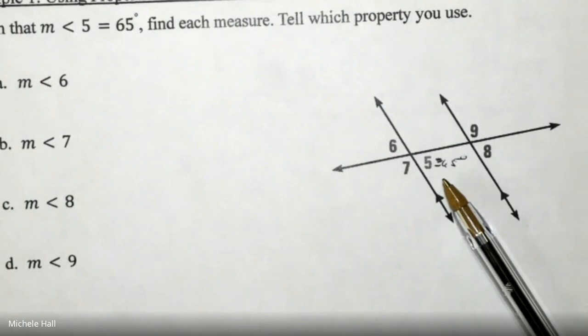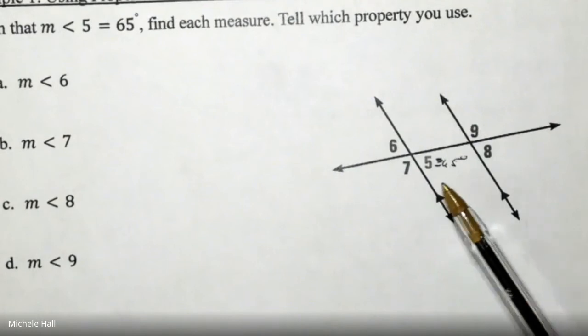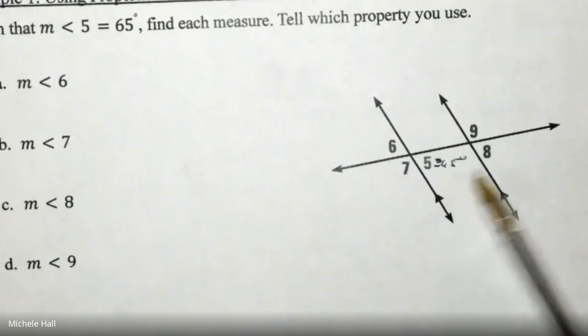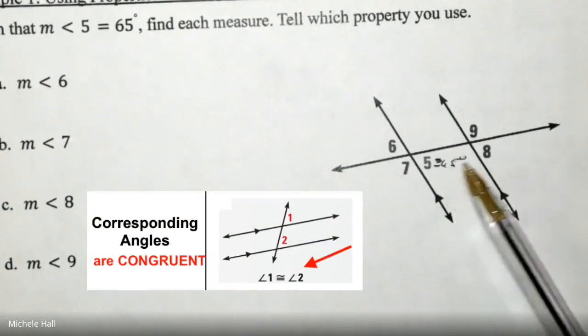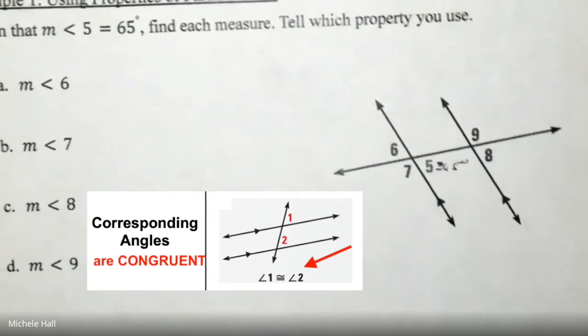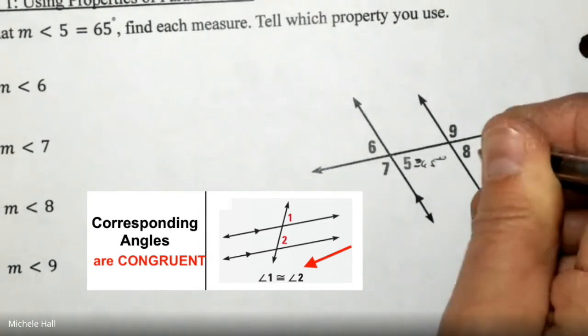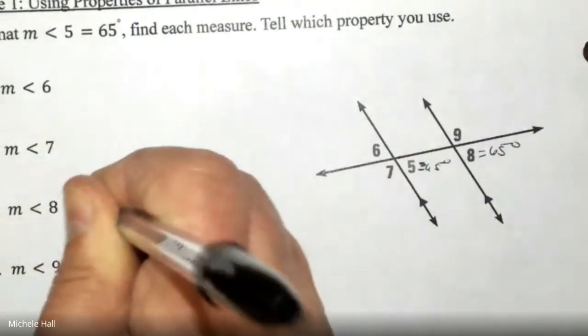So you're looking for things like vertical angles. You're looking for supplements. And 8 would be an angle. What kind of angle is 5 and 8? No, they're corresponding because they're in the same position. So we know that corresponding angles are congruent to each other. So how much is angle 8? That's how you can get an angle up there, by using corresponding angles. So we know 8 is 65 degrees.